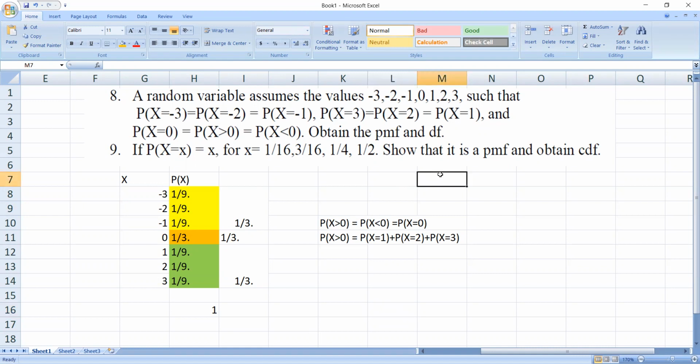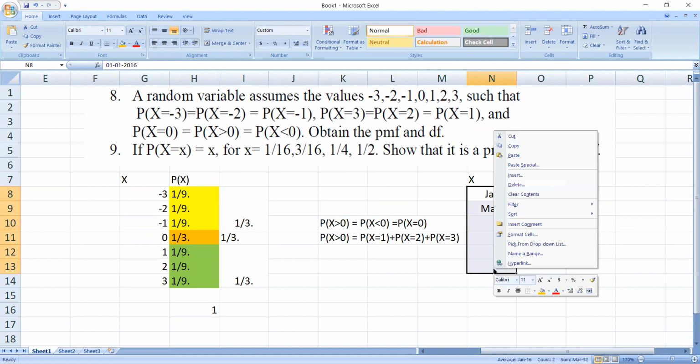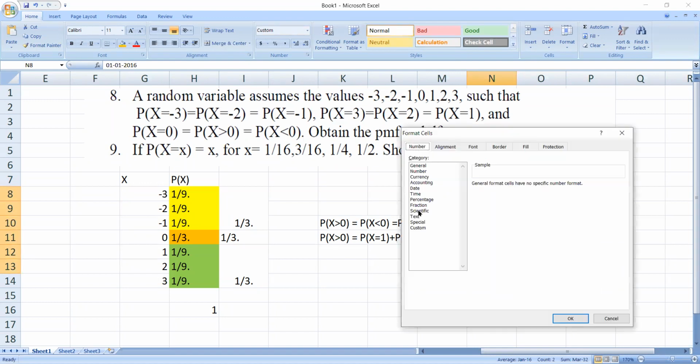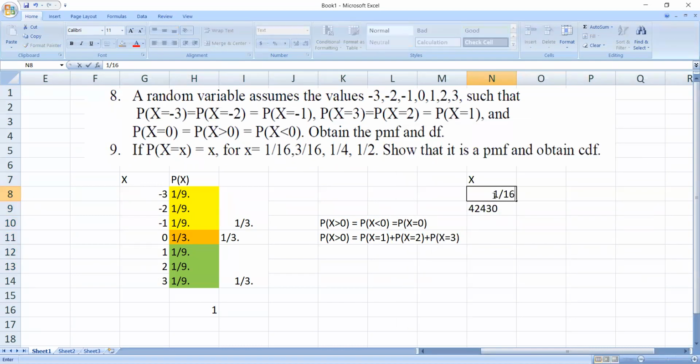Now the next case is also very simple. They have only given you the function. So in the ninth problem, you have x values. The question says your x values are 1 by 16 and then 3 by 16, then 3 by 16, 1 by 4 and 1 by 2. So these are the x values, and they have given a function for the PMF, and that says your probability is the same as your x. So for this case, we'll have 1 by 16 only. So all probabilities become the same as your x values.